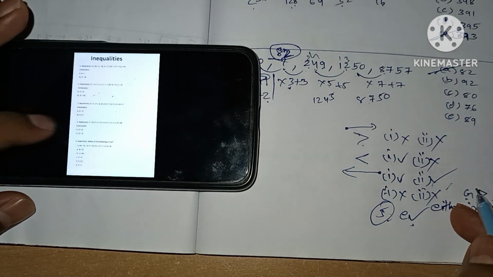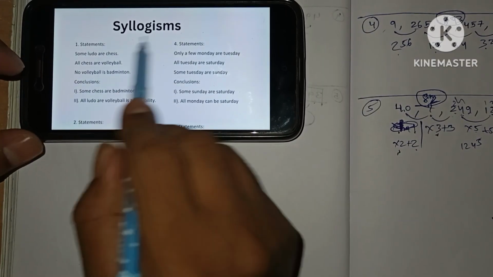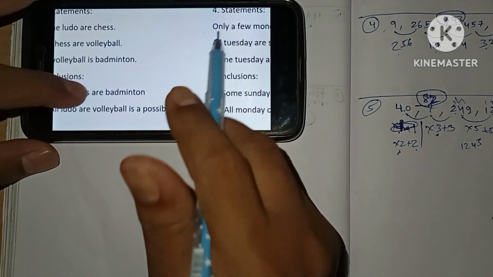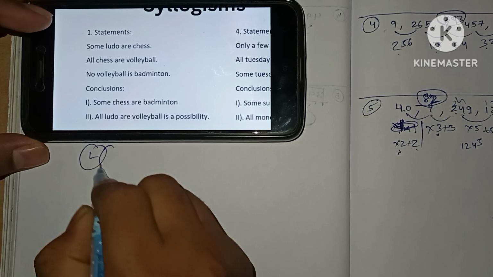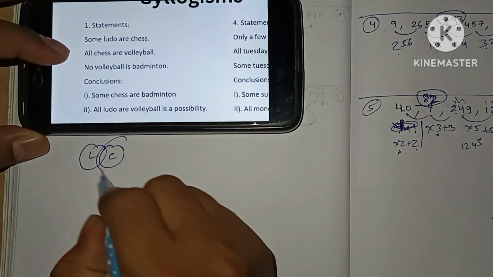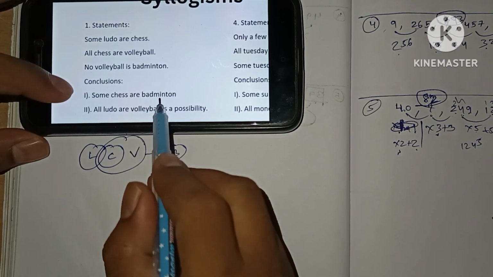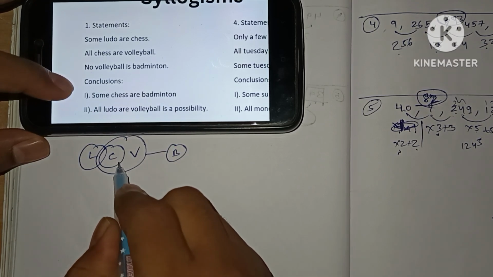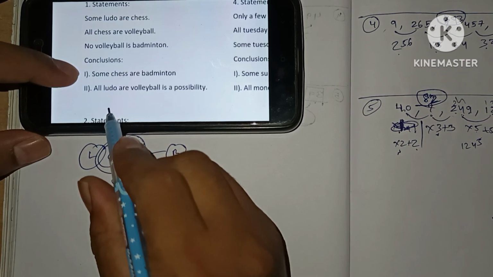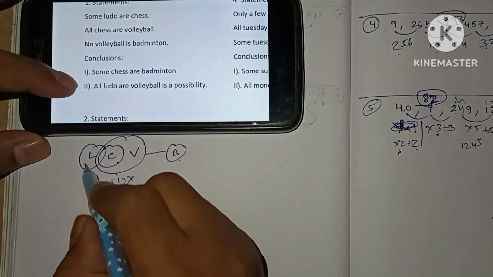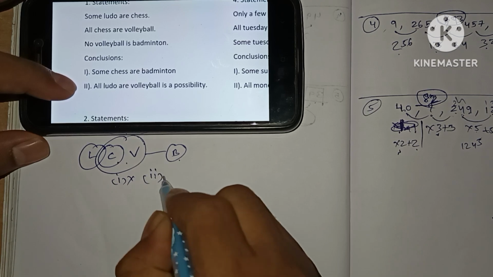Now we are going to see syllogisms. Syllogisms, first question. Some Ludo are chess. All chess are volleyball. No volleyball is badminton. Let's see conclusions. Some chess are badminton. It is direct conclusion. Chess here and badminton here. There is no relation between these two. So first conclusion will be false. Second conclusion. All Ludo being volleyball is a possibility. All Ludo can be placed inside volleyball. Yes, it is possible. So second conclusion will be true.